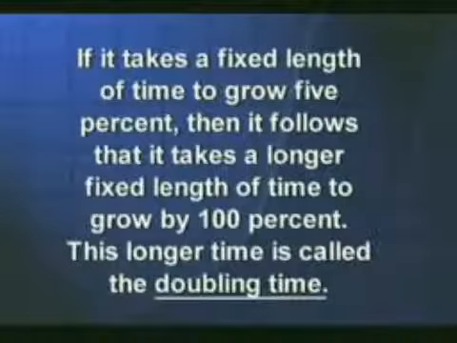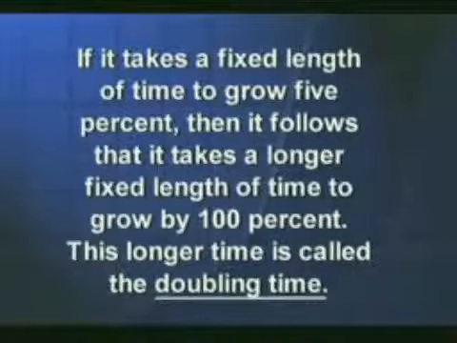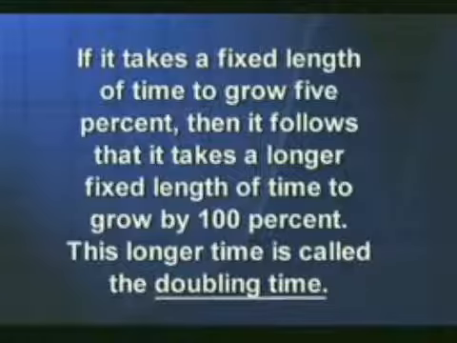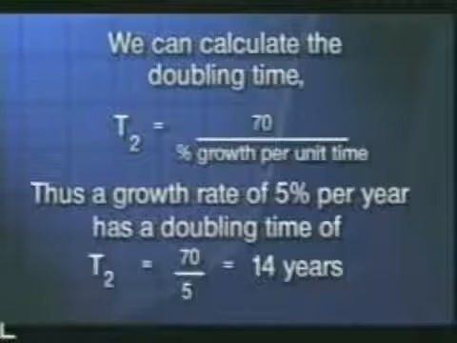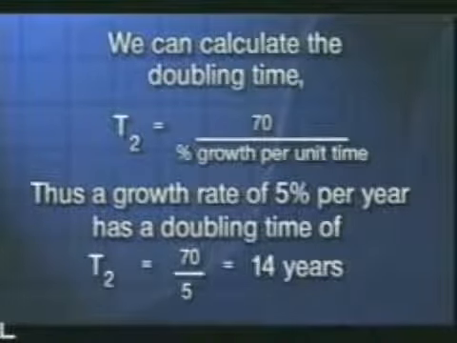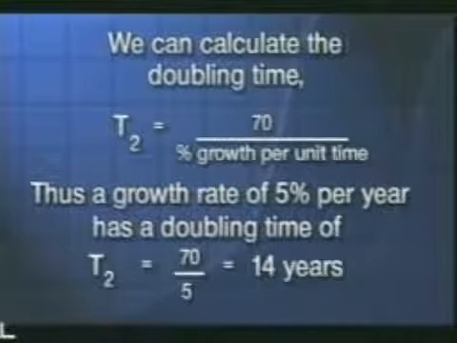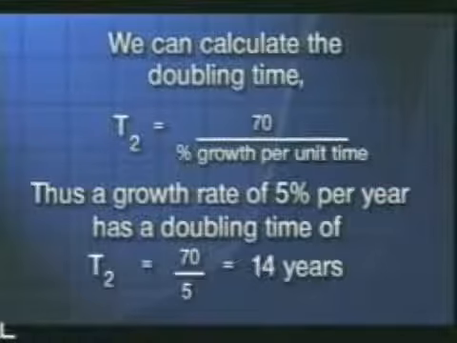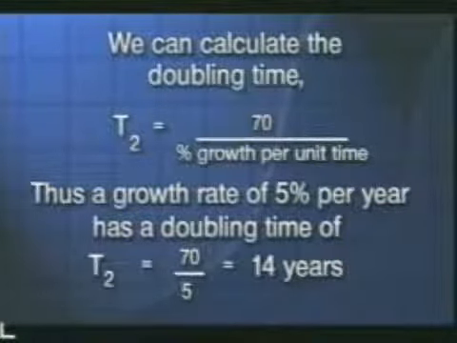Well, if it takes a fixed length of time to grow 5%, it follows it takes a longer fixed length of time to grow 100%. Now that longer time is called a doubling time. We need to know how you calculate the doubling time, and it's easy. You just take the number 70, divide it by the percent growth per unit time, and that gives you the doubling time. So in our example of 5% per year, you divide the 5 into 70, you find that growing quantity will double in size every 14 years.